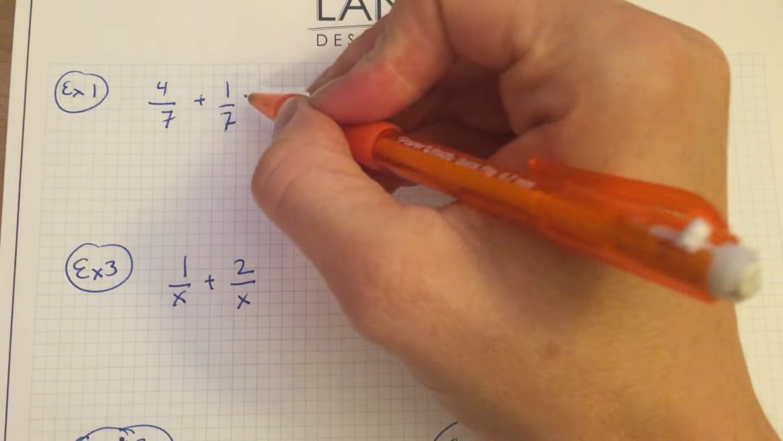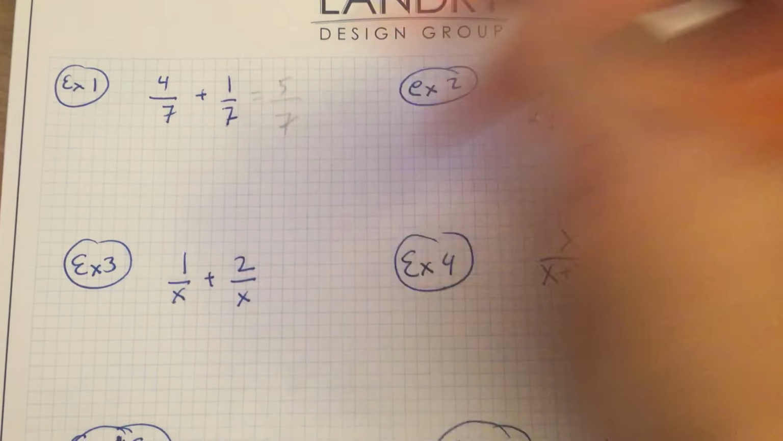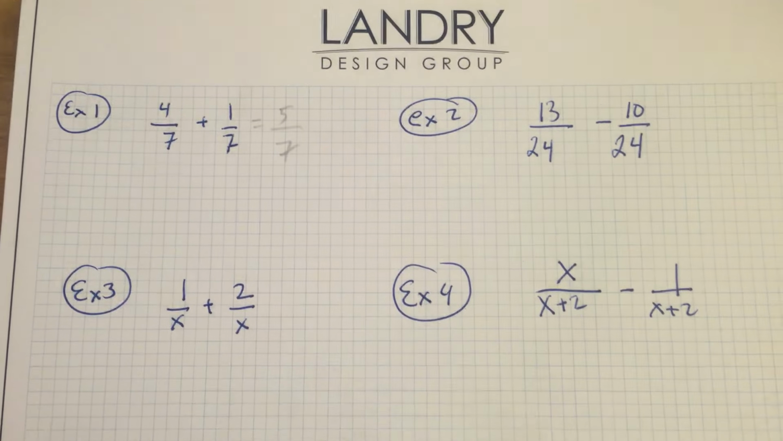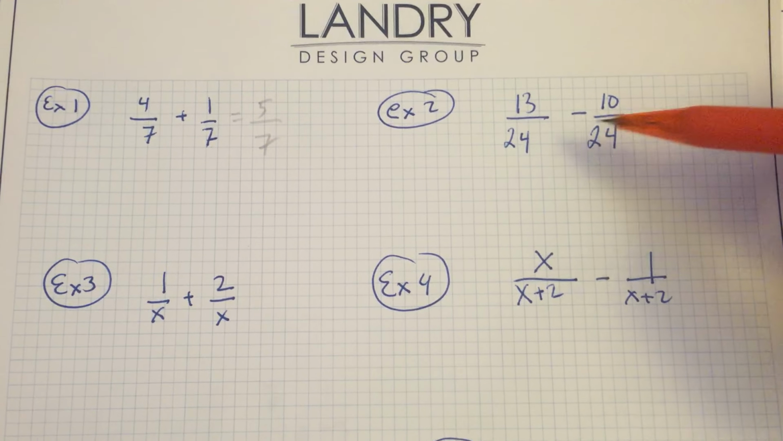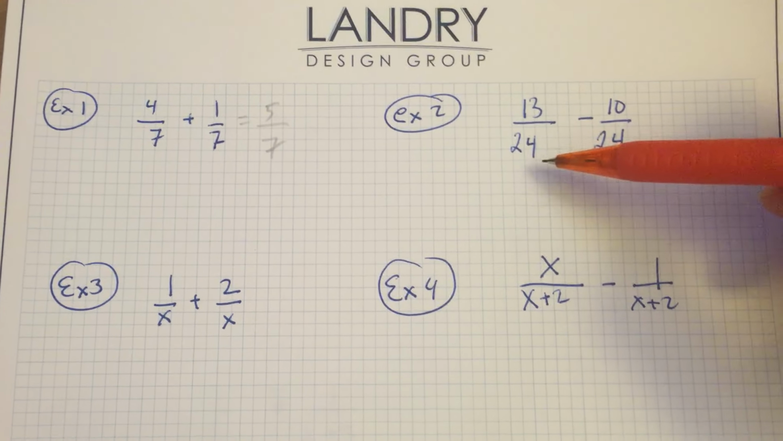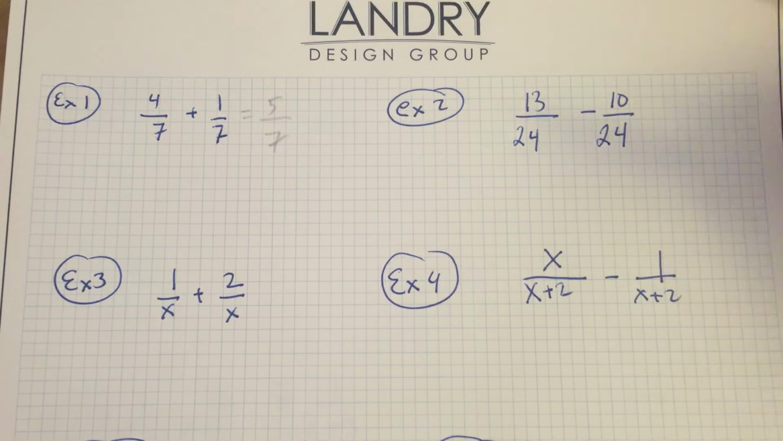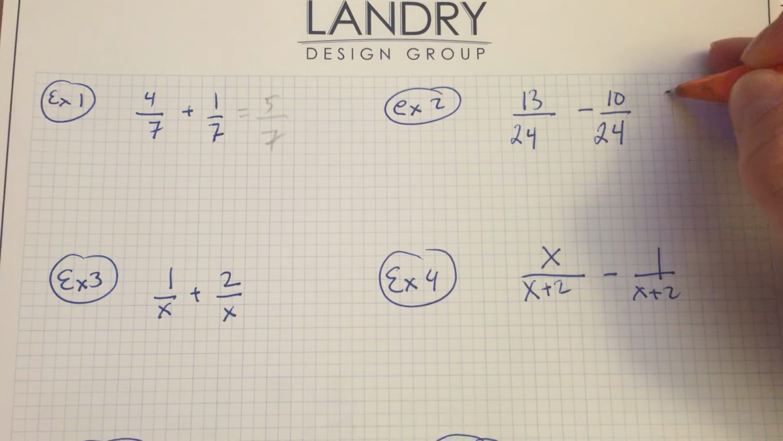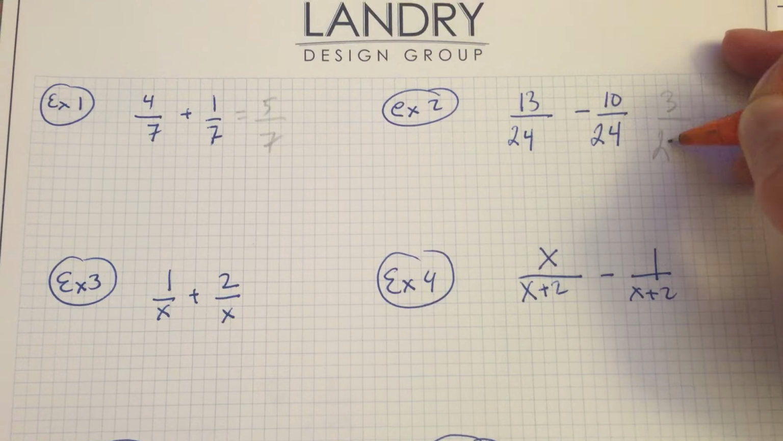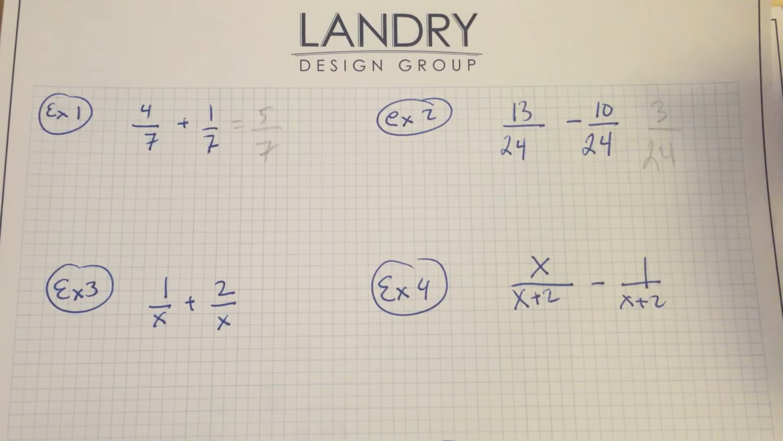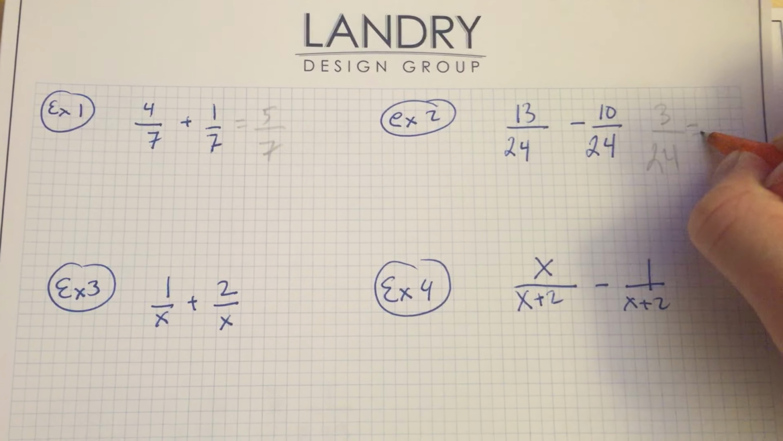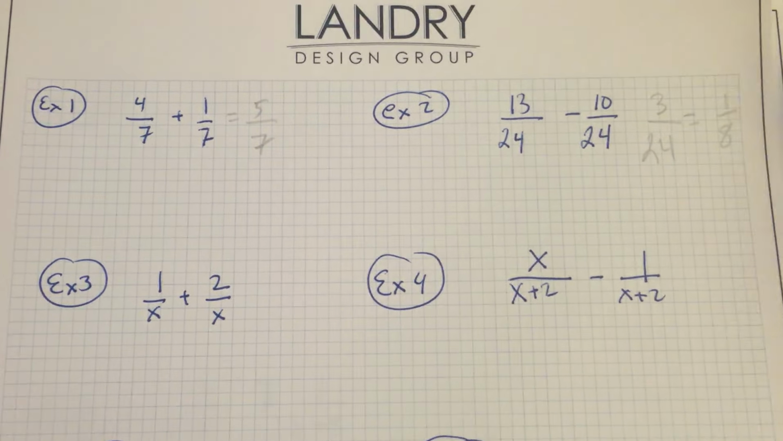If I look at example 1, I see that the denominators are both 7, so 4 plus 1 gives us 5 over 7. There's no way to reduce that fraction, so we're fine. If I look at example 2, again subtraction, same denominator, 24, so 13 minus 10 gives you 3 over 24. This one can be reduced. 3 goes into 24 8 times, so 1 over 8.